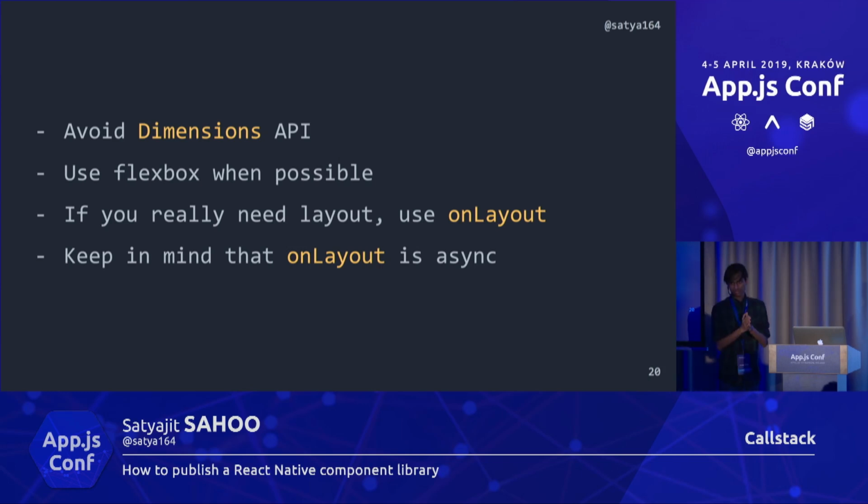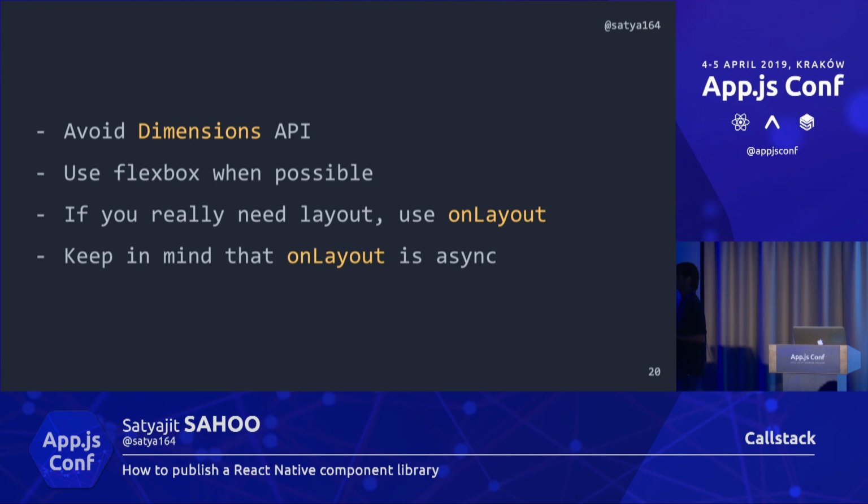And another big issue with the Dimensions API is components are supposed to be self-contained, right? When you are building a component, you should only worry about where it is rendered. But Dimensions is for the whole screen. So if you're building a component library, you don't know if your component will be full screen. The user can render it in a sidebar or somewhere, right? So don't use it. Use Flexbox if it is possible to use Flexbox.